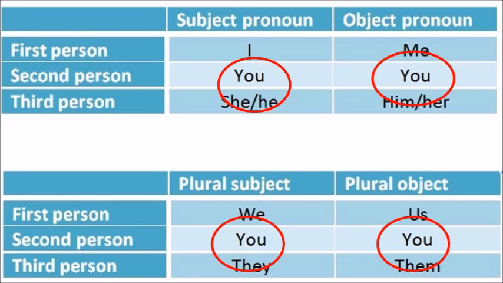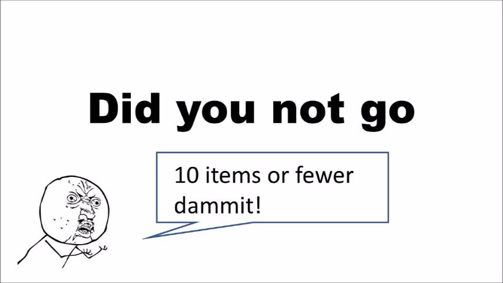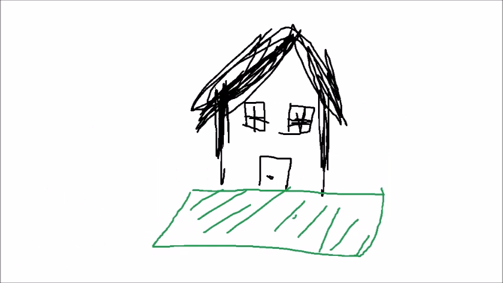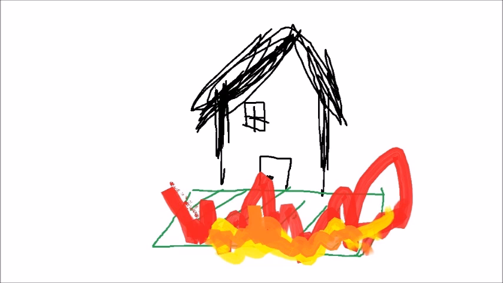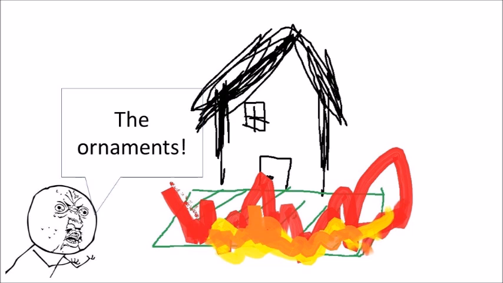So there you have it. None of this makes any sense, and yet everyone is fine with it, even those people correcting the way you use language. It's like buying a house where half the windows are missing and the garden is on fire, and then complaining about how some of the ornaments are broken. So the next time someone points out a grammar mistake you made, ask them why they aren't bothered by all the other weirdness in English.